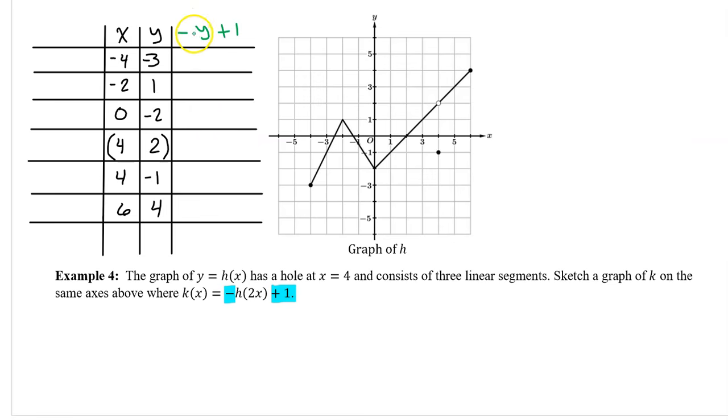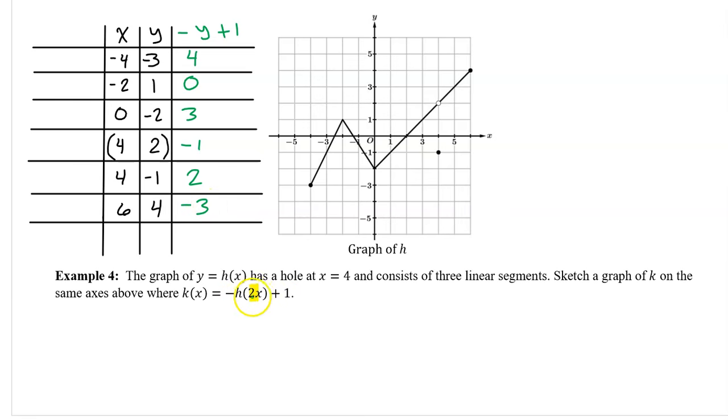So this is the opposite of y plus 1. The opposite of -3 is +3, and then plus 1 is 4. We'll have -1, and then plus 1 is 0. +2, and then plus 1 is 3. -2, and then plus 1 is -1. +1, and then plus 1 is 2. -4, and then plus 1 is -3.